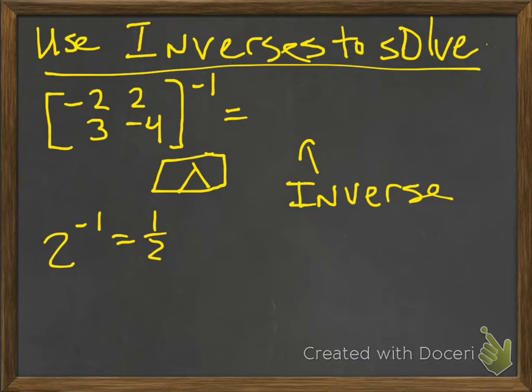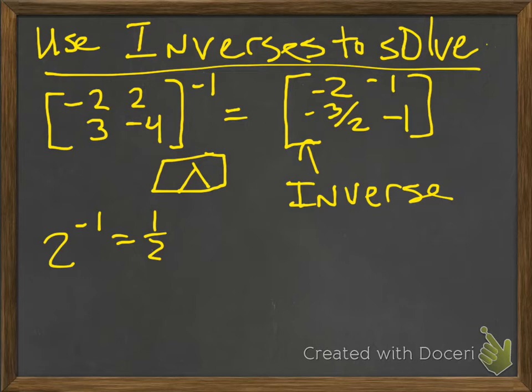When you press enter, you should get an answer of -2, -3/2, -1, -1. That's the inverse of the matrix that has -2, 2, 3, -4. All you have to do is type it on the calculator. It's pretty easy.